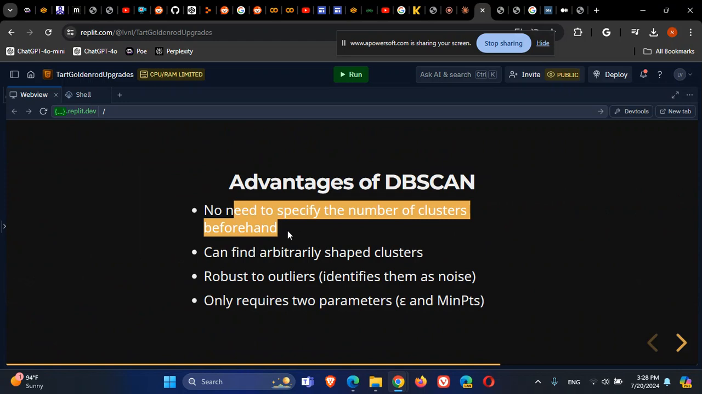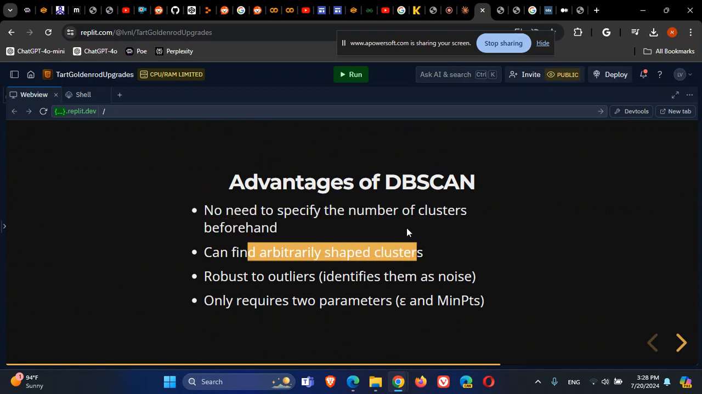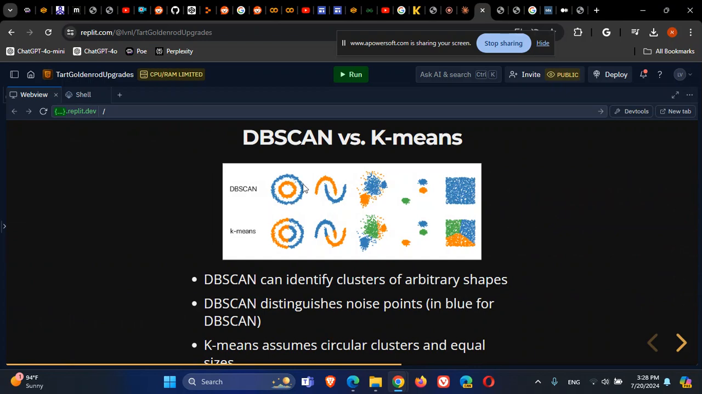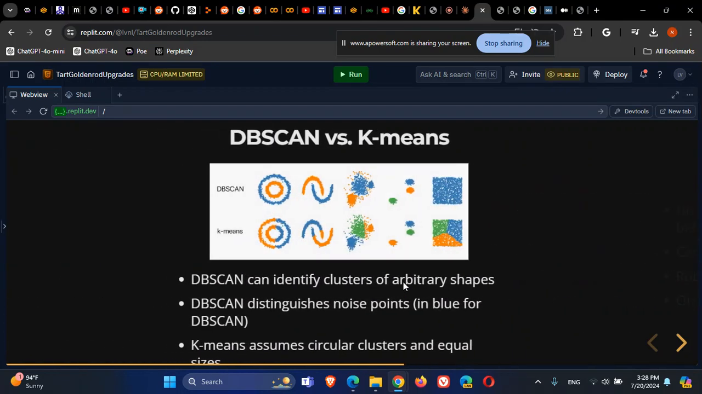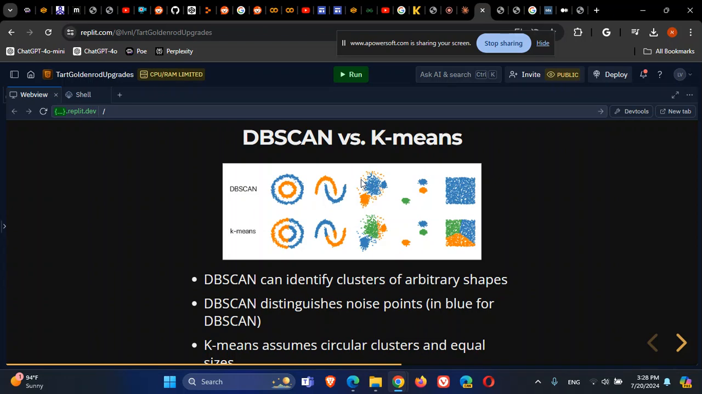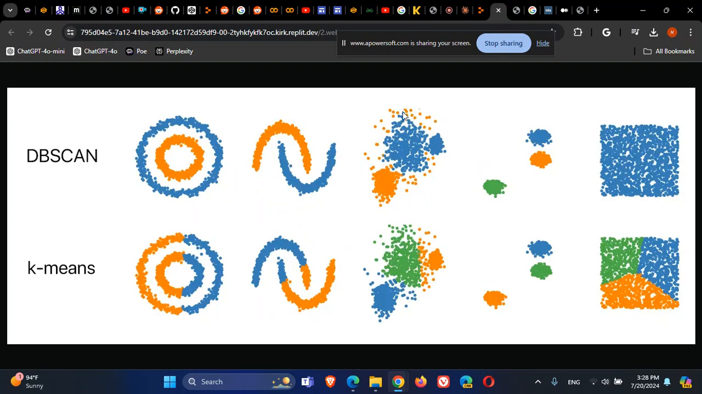DBSCAN just calculates the density, and by that defines what is the cluster. You don't need to define how many clusters you want. You can find arbitrary shaped clusters, as we saw here, and it is robust to outliers. It identified the noise, as you can see here. I have noise, and it captured it. This is not the best example.